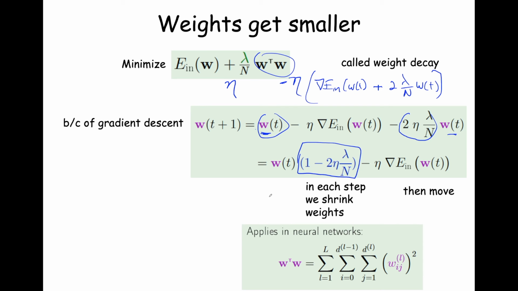Now, this also applies in neural networks, where in a neural network we have all of the weights for all of the layers, from all of the inputs to all of the output nodes. And we have that square of each weight component. And that's our penalty term that corresponds to weight decay in a neural network.